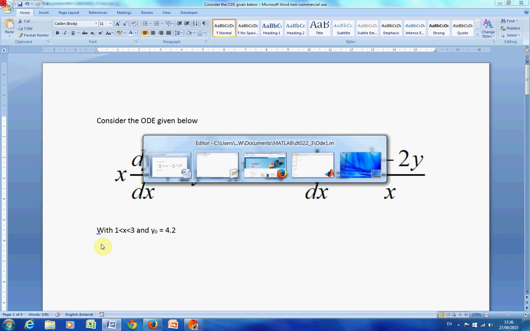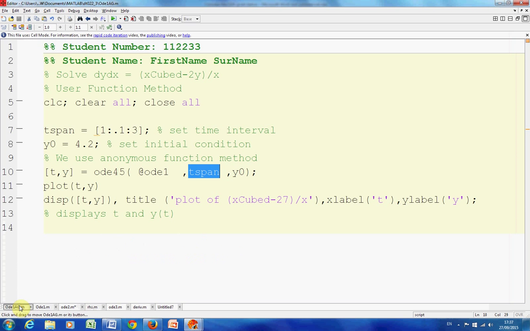Okay, so this is written as a script, and lines 5, 6, and 7 I think are okay. CLC clears the screen, clear all clears the workspace, and close all closes any figure. But the time span, remember we said it was 1 to 3, so what this means is my time, or my x, whichever you want to look at it, starts at 1, then 1.1, 1.2, 1.3, and so on, 2.6, 2.7, 2.8, 2.9, and my initial condition is 4.2.